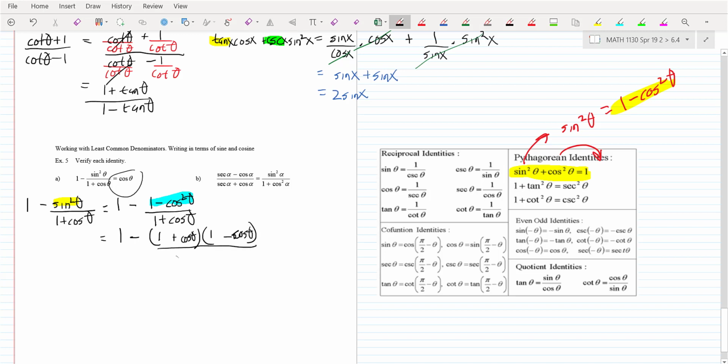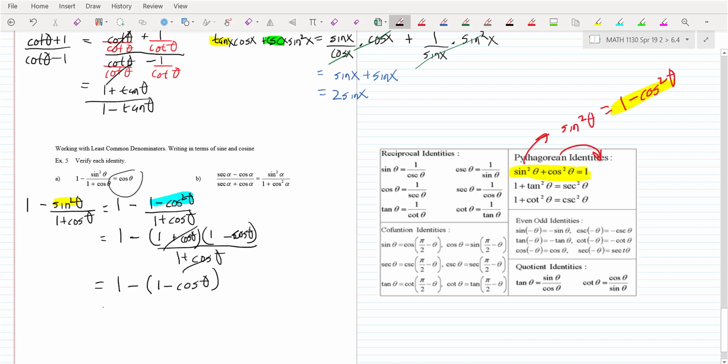Okay, and it would be all over 1 plus cosine theta. Why is that a good idea? Because that crosses out. And that's what I saw, and you'll start seeing stuff like this as you gain experience. So what I end up with is I have 1 minus parentheses, those parentheses are important, 1 minus cosine theta, like that.